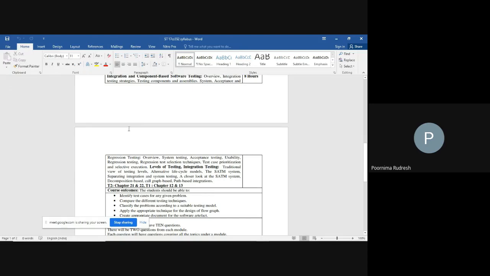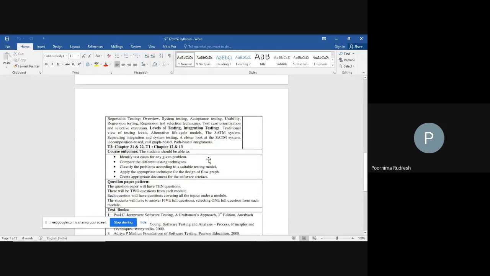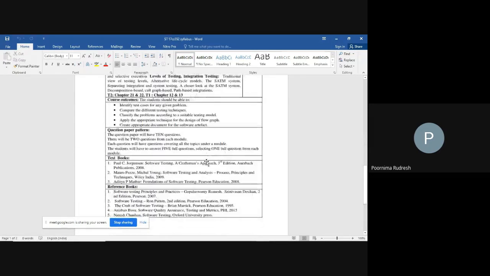As I said earlier, most of the topics are taken from textbook 1 and textbook 2, and only in the first module a few topics are taken from textbook 3, that you can xerox, because very little syllabus is from textbook 3. Okay, so the prescribed textbooks, the question paper pattern, you know, right? 10 questions will appear in the question paper, and 2 questions from each module.